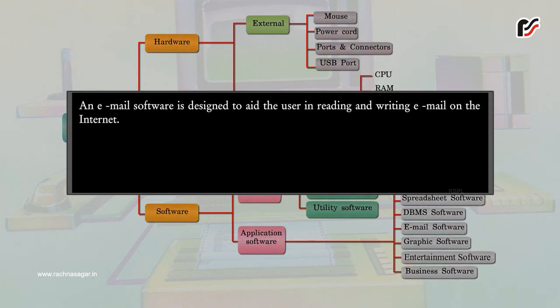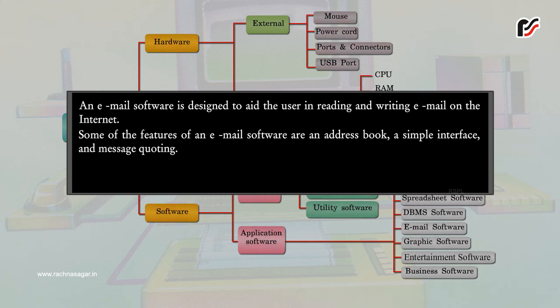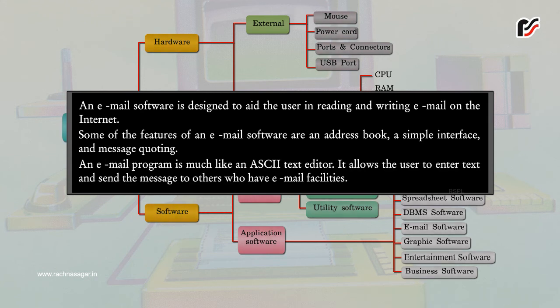Email software. Email software is designed to aid the user in reading and writing email on the internet. Some of the features of email software are an address book, a simple interface, and message quoting. An email program is much like an ASCII text editor. It allows the user to enter text and send the message to others who have email facilities.